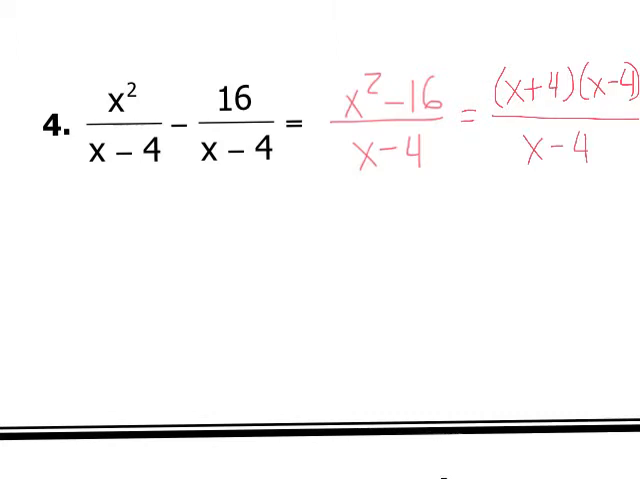If I was just doing a traditional simplifying problem, this is where I would find my restrictions. Since we're not doing restrictions, we can go ahead and cross out x minus 4 on top and bottom, and I'm left with x plus 4. You can put it over 1 if you want to. It'd be right either way.